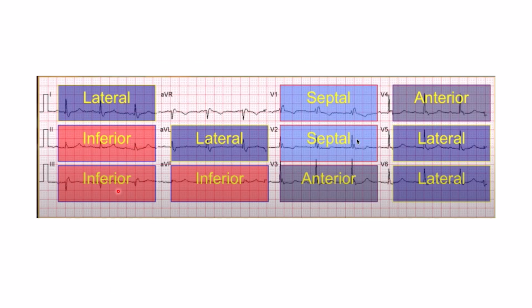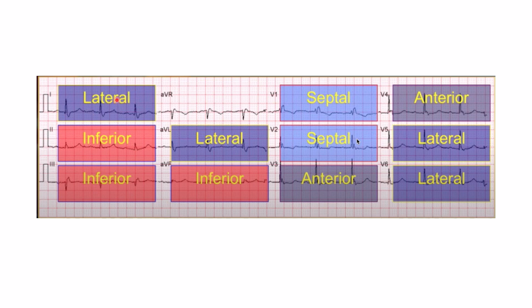Where do you find the pathological Q waves? It can be seen in 2 or more contiguous leads, which means basically there are 3 limb leads, lead 1, 2 and 3, and V1 to V6, which are the precordial chest leads. Contiguous leads means the pathological Q waves will be present in 2 leads.